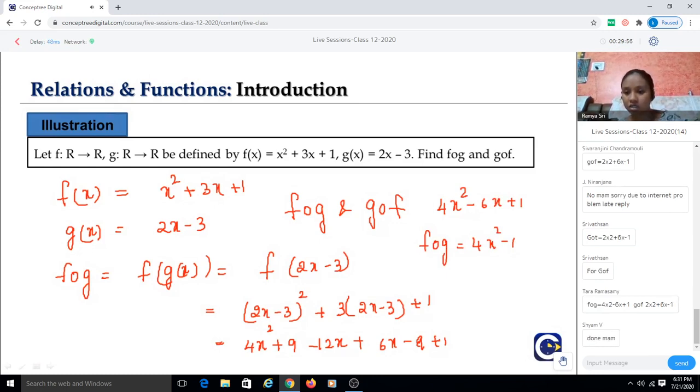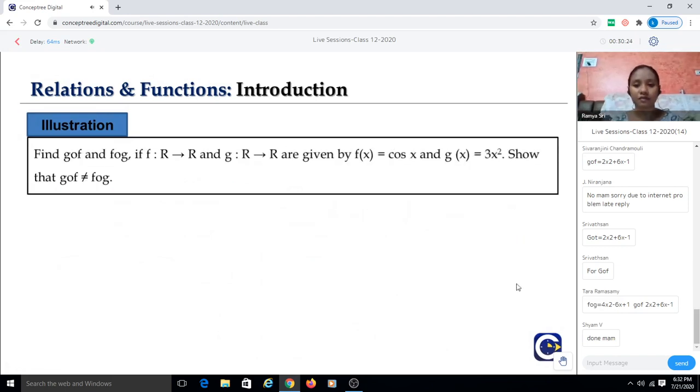Okay, correct. Tara has also given the answer. Srivatsan, okay, fine. Niranjana, due to internet problem, okay, fine. So here our f of g is nothing but 4x square minus 6x plus 1. Typically we can use the same method and find our g of f.